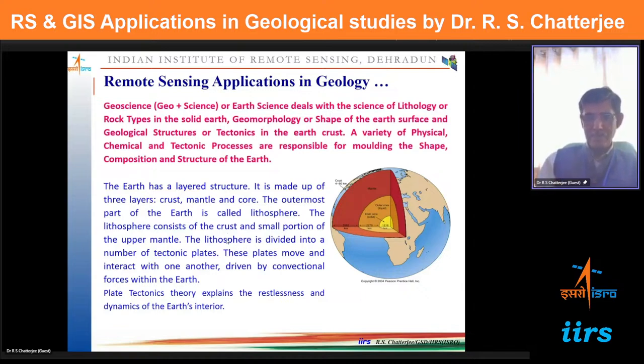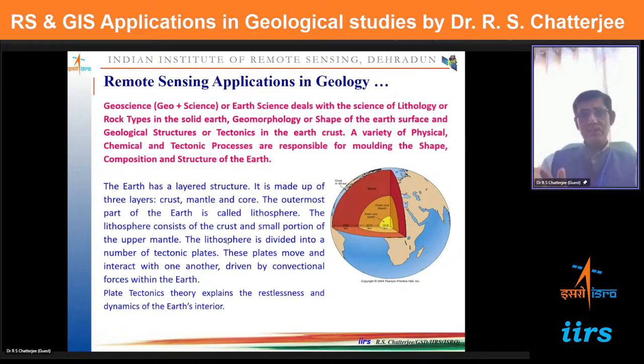Now these plates are floating over the asthenosphere, which is a viscous material. These plates interact with one another, and it is governed by the convectional force coming from inside the earth. And when these plates are moving and interacting with each other, the plate tectonics theory explains this restlessness of the earth due to the movement of the plates in different directions and at different speeds.